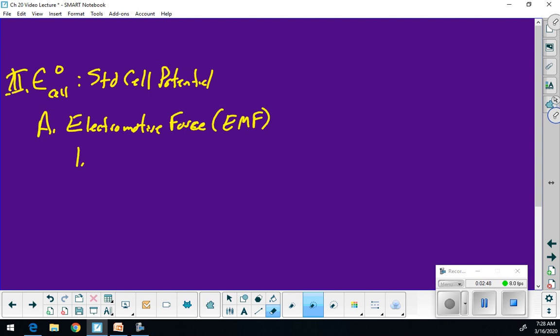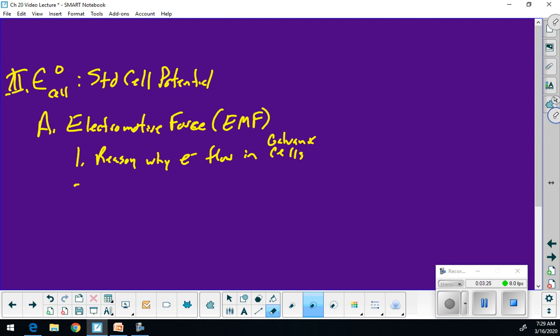And what do I mean by what is electromotive force? Well, the electromotive force is the reason why electrons flow in our cells, in our galvanic cells. By the way, it also is the reason why electrons flow from one thing to another in all redox reactions. Remember, galvanic cells are just redox reactions. So when we're talking about galvanic cells, much of what we're talking about also applies straight to redox.